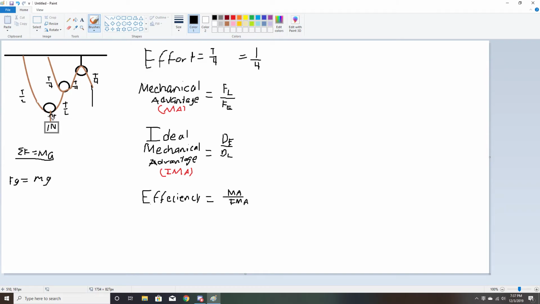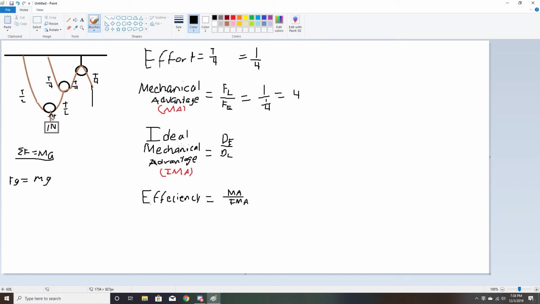Now, let's go on to mechanical advantage. Mechanical advantage is the force of the load, so the weight of the box, divided by the force of the effort. Since we know your effort is 1/4, we make this 1, which is the weight of the box, the force of the load, divided by 1/4, which is the force of your effort. Your force is going to be 1/4 of the tension, and the tension is equal to 1. So 1 divided by 1/4 is 4.